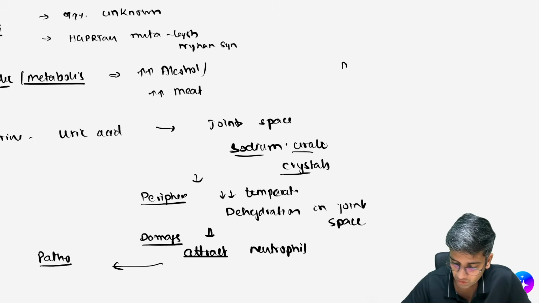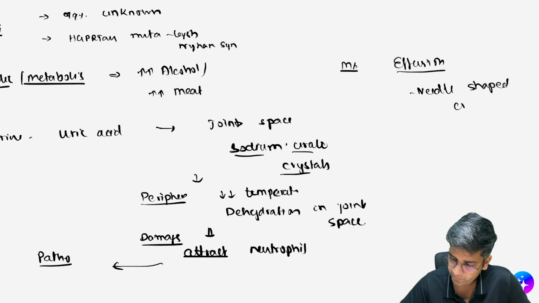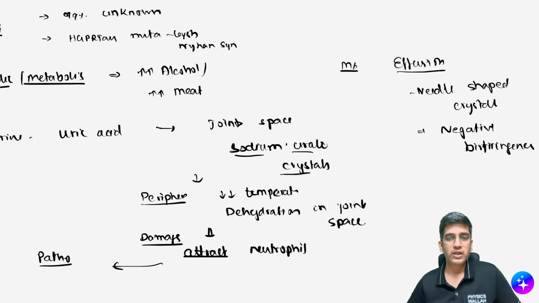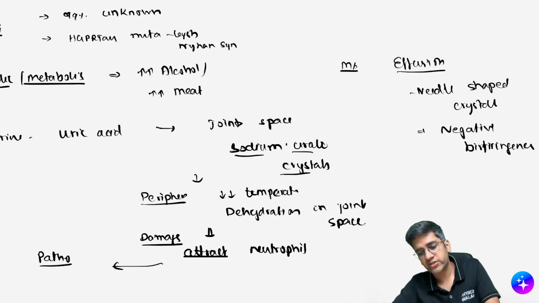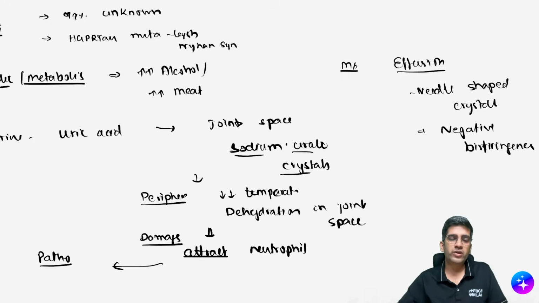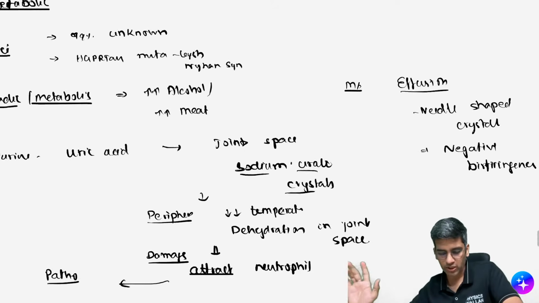If you do a biopsy or microscopy of the effusion fluid, what you'll see is needle-shaped crystals, okay? And it'll be negative birefringence only. That's classical for gouty arthritis. Fine. Treatment of gout: in acute gout, I primarily look for anti-inflammatories, colchicine. Chronic gout is about urate-lowering drugs, your allopurinol, your febuxostat, and all those things, right? This is in short about gouty arthritis.